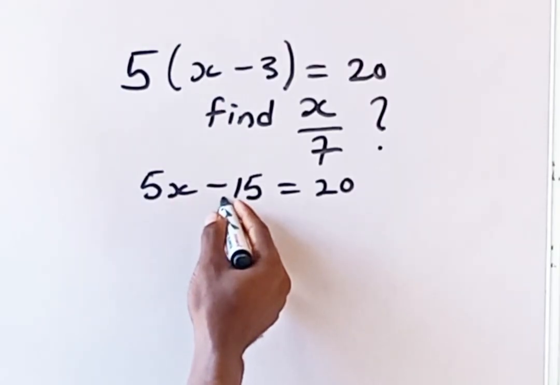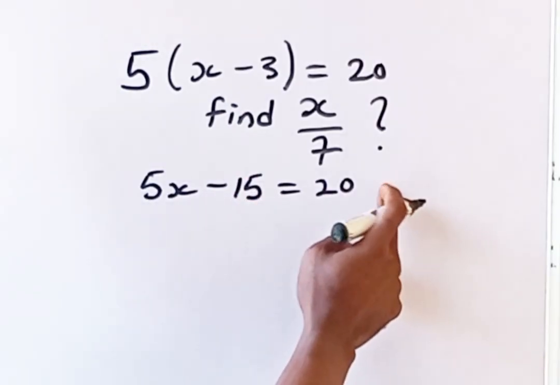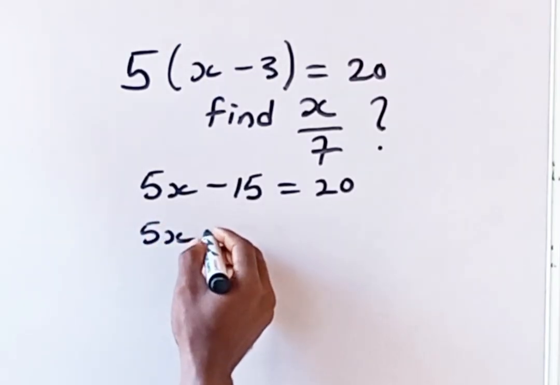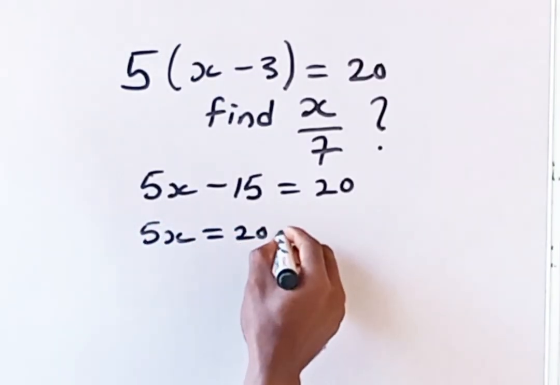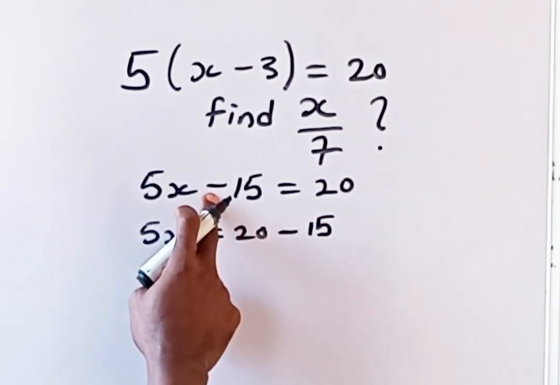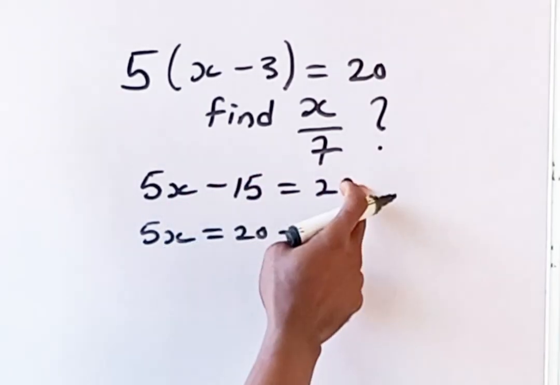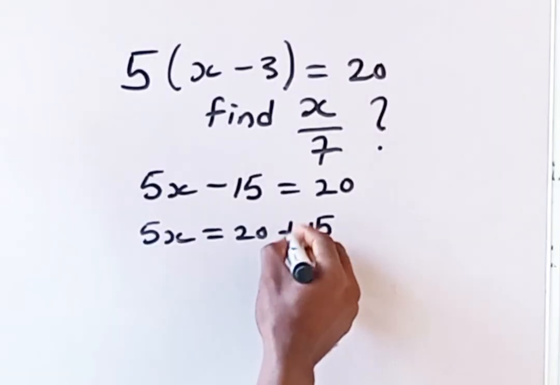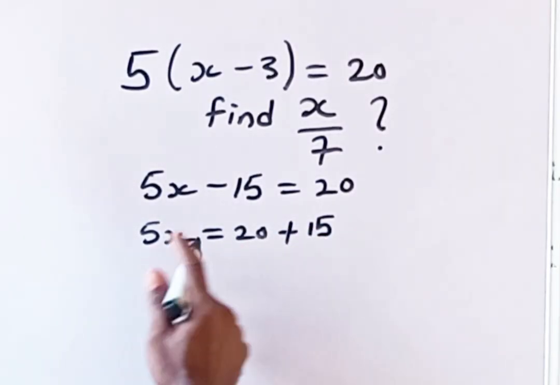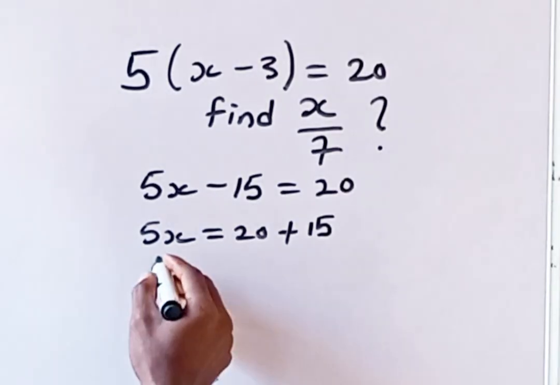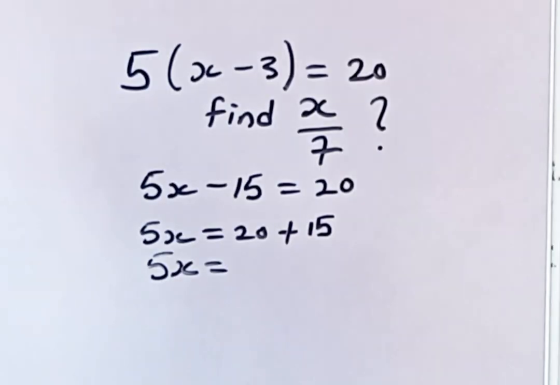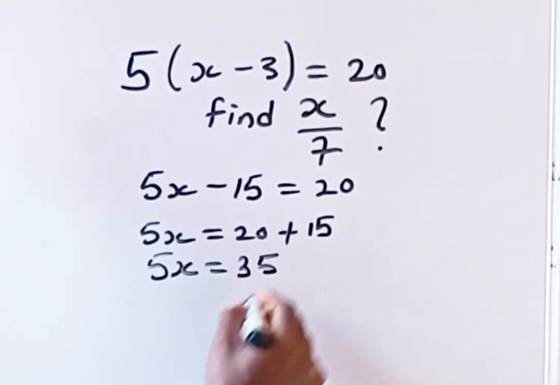So we have to move this minus 15 to this side to become plus 20. So 5x equals 20 minus 15. Don't forget when your minus sign is crossing, it becomes plus. So 5x equals 20 plus 15. Now we have our 5x, which is equal to 20 plus 15, which will give us 35.